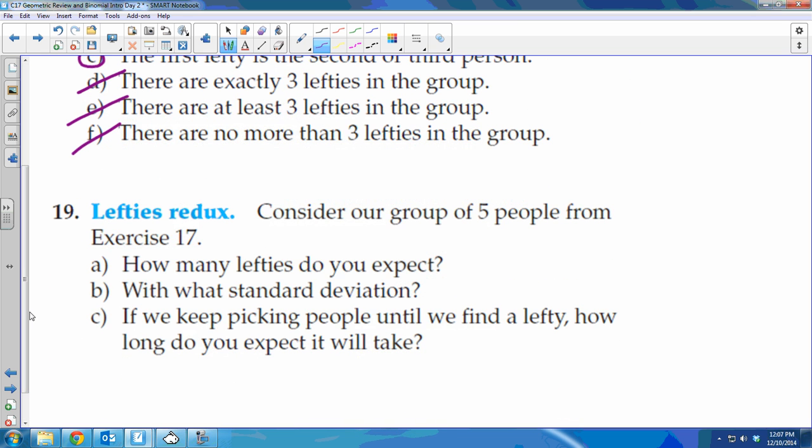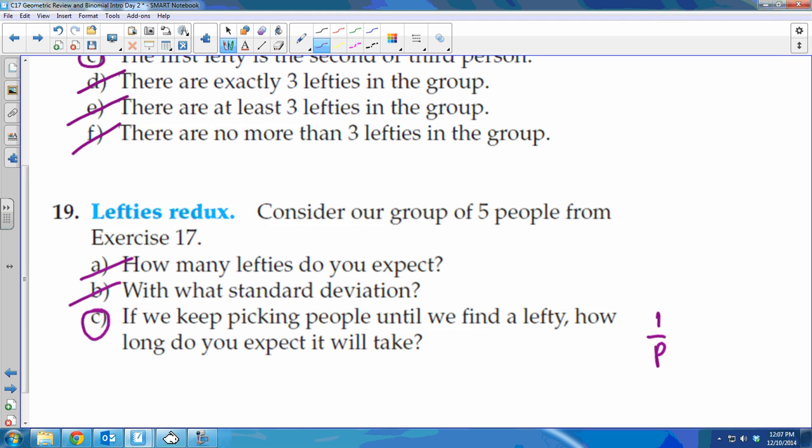On 19. Same 5 people. How many lefties do you expect? No. For geometric, it's how many people until the first lefty. Geometric is how many until the first one, right? Not how many lefties. So then you can't do B because that goes with A. And so C says if we keep picking people until we find a lefty, how long do you expect it to take? You could answer that question, right?